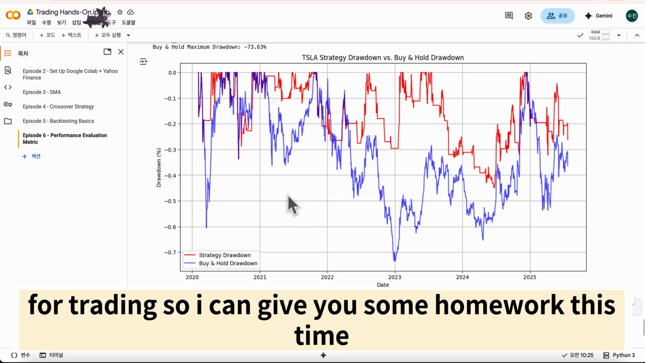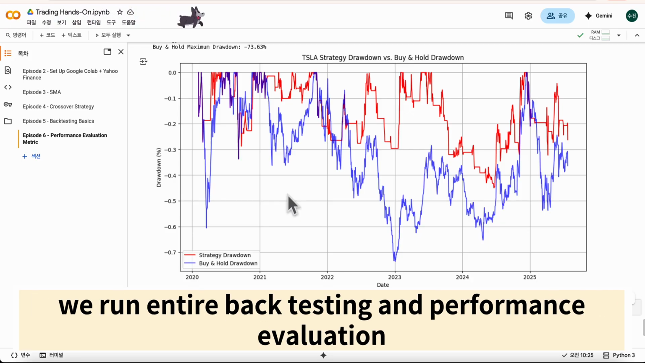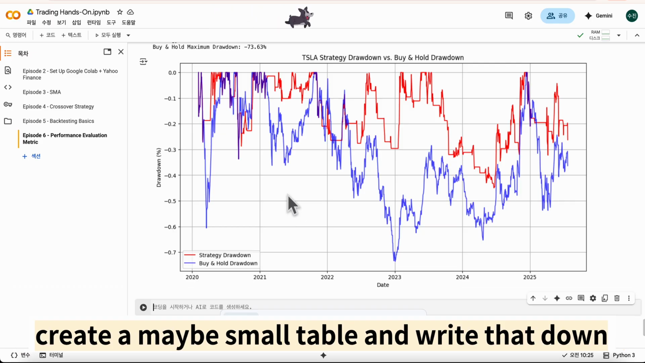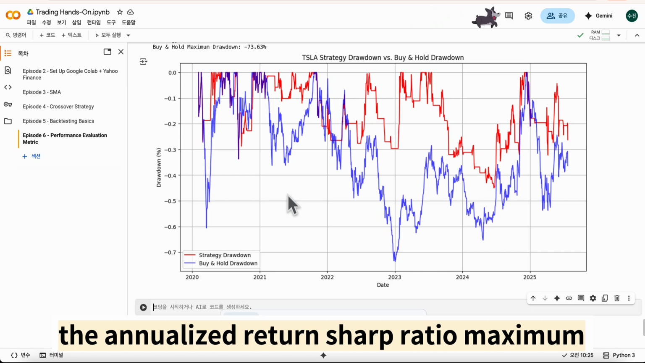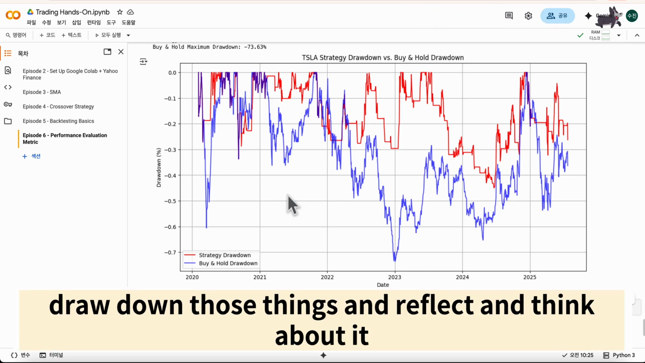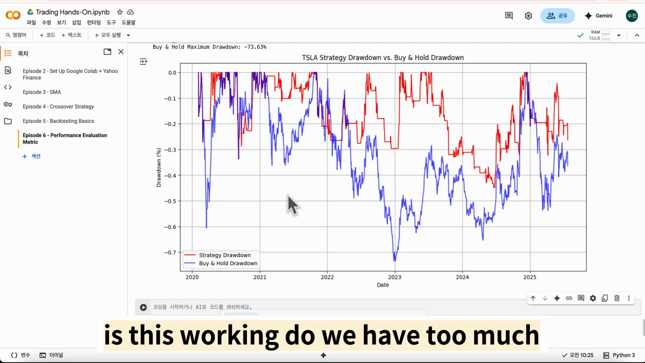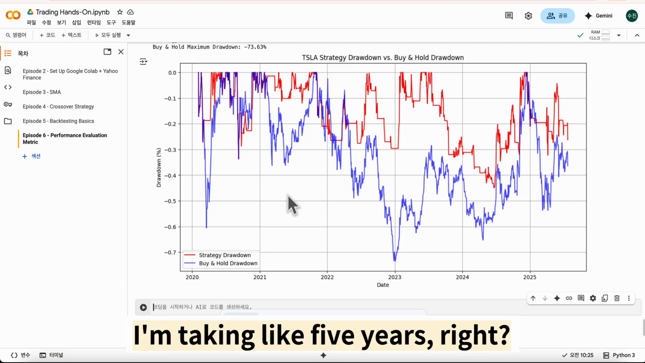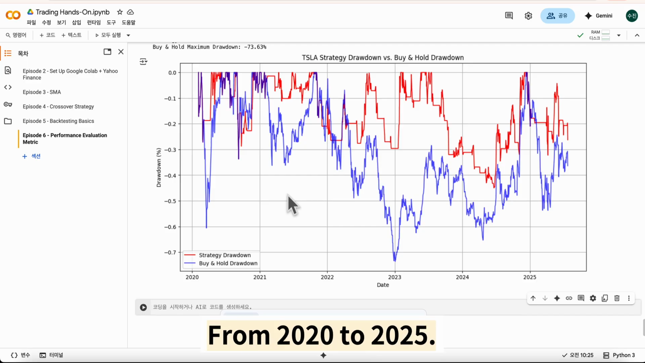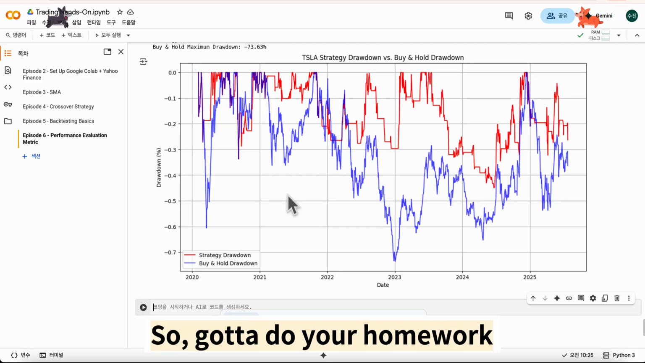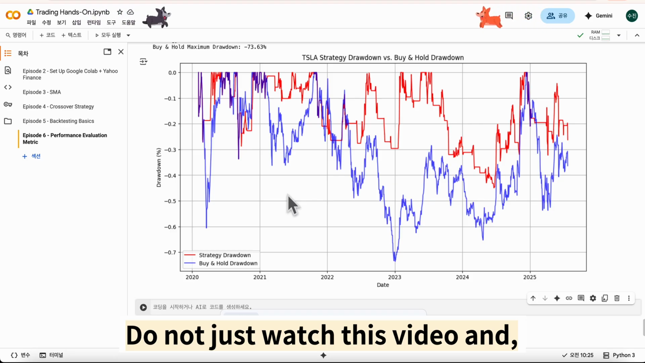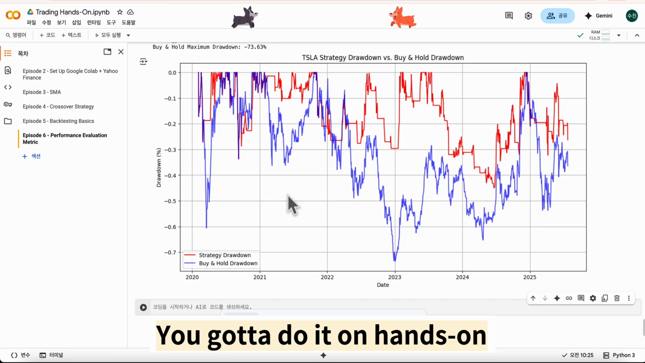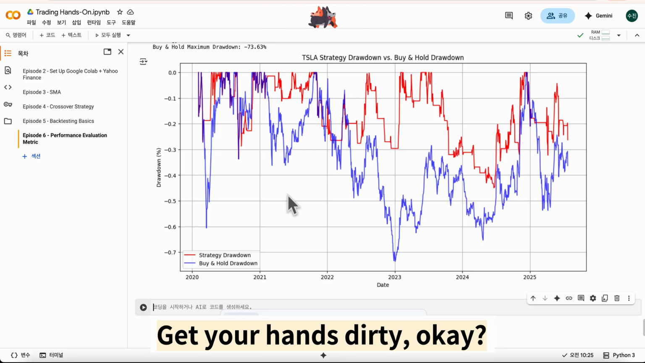So I can give you some homework this time. Rerun the entire backtesting and performance evaluation. Create maybe a small table and write down the annualized return, Sharpe ratio, maximum drawdown, those things. And reflect and think about it. Is this working? Do we have too long a period? We can adjust the period to just within a year. Now I'm taking like 5 years, right? From 2020 to 2025. So, gotta do your homework. Do not just watch this video and say, oh well, that's nice. No, don't do that. You gotta do it hands-on. Get your hands dirty, okay?